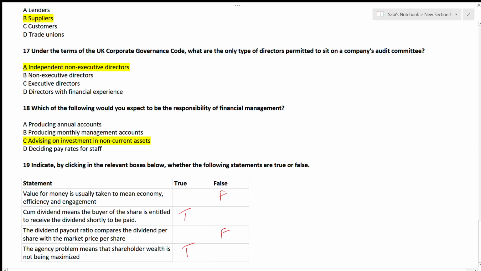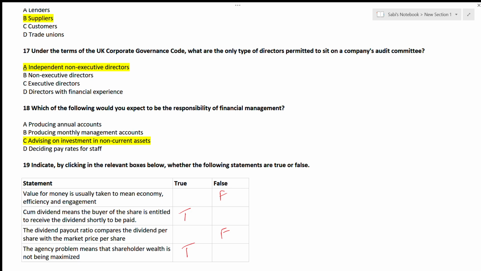These are the statements. Let me tell you why. The value for money is economic efficiency and effectiveness, not engagement. That's why it's false, right? And the dividend payout ratio compares the dividend to the profit before the dividend. That's why it's false, right?